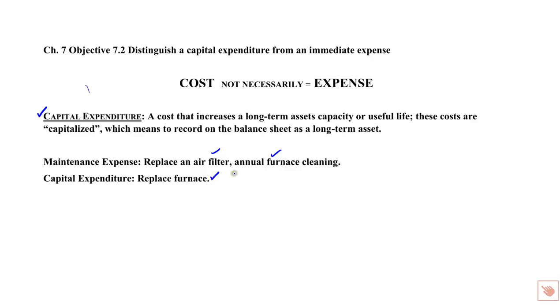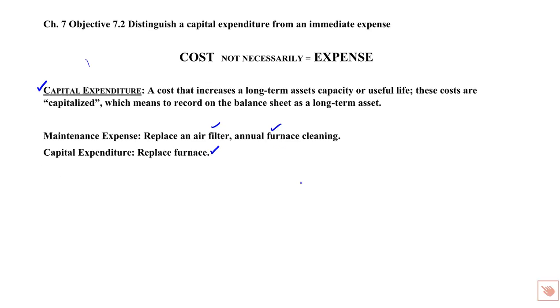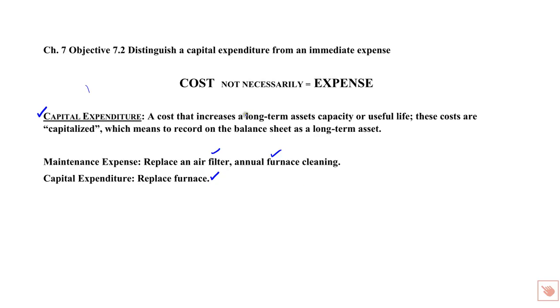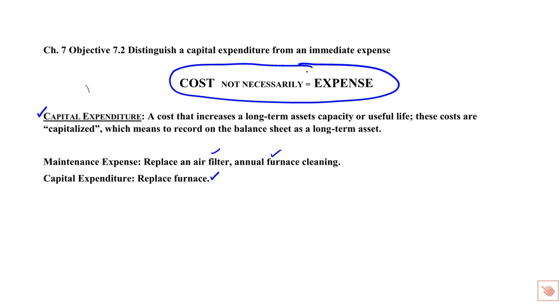There's a lot of judgment between what's a capital expenditure and what's an expense. So that comes into play, but regardless, in most cases it's very clear what's an expense. But one main thing you're going to take from this semester is don't use the word cost to mean expense.